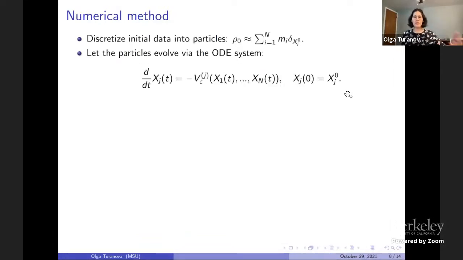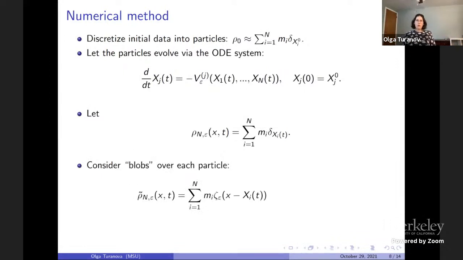Let me summarize the numerical method. Given some initial data rho 0, you discretize it into n particles, by whatever your favorite way is. Then you let the particles evolve via that ODE system that I just wrote, where v epsilon is what was given there. And then I let rho n epsilon be this moving sum.